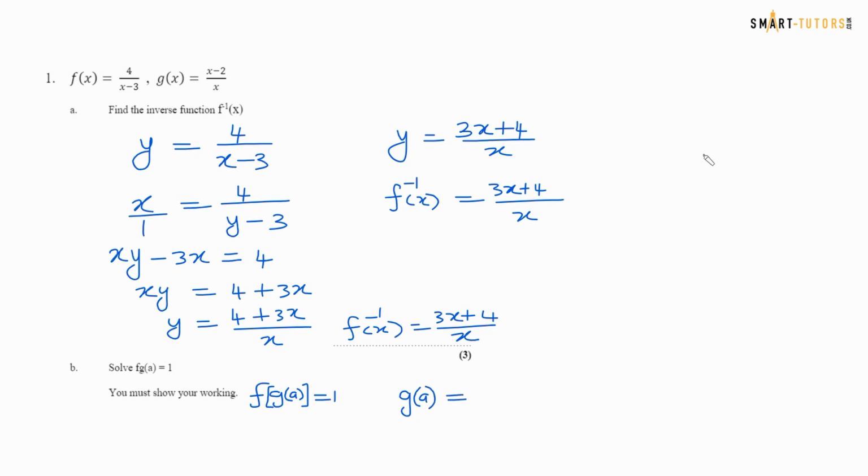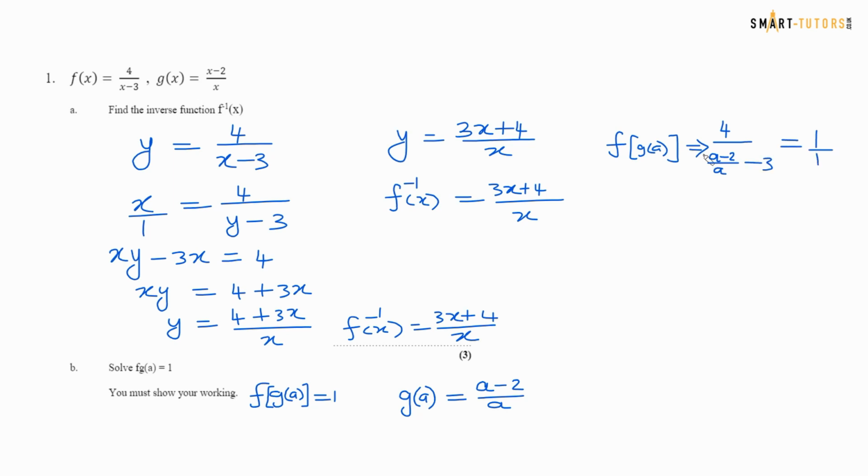So g function substituted by (a - 2)/a. This function is going to be the input for the f function. So the f function is f of g(a) equals, the f function is 4 over (x - 3). x is going to be replaced by the g(a) function. So that is (x - 3) equal 1.